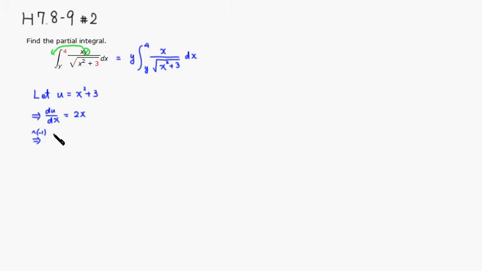Put this upside down, so dx over du is equal to 1 over 2x. Then we can multiply both sides by du to isolate dx, which is du over 2x.